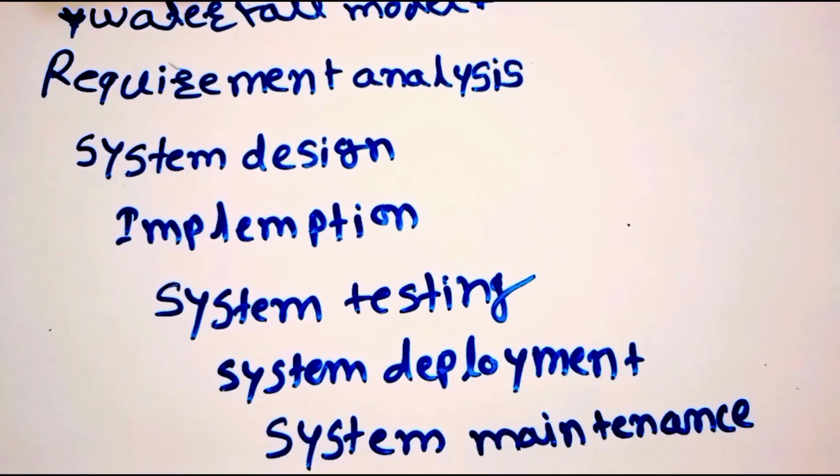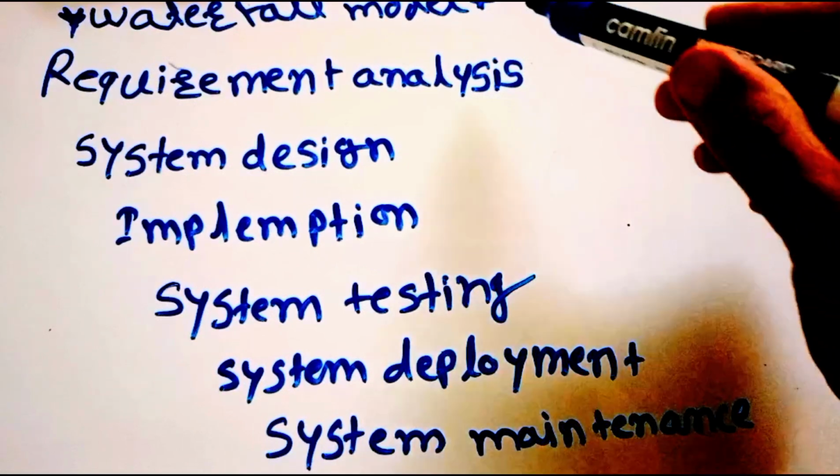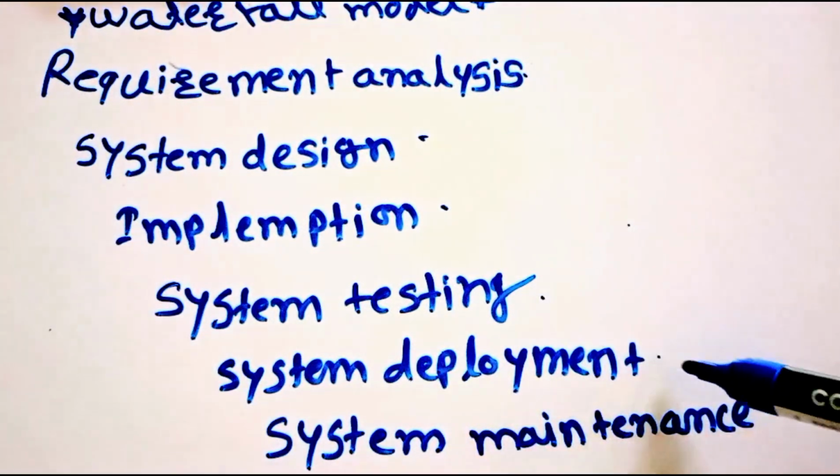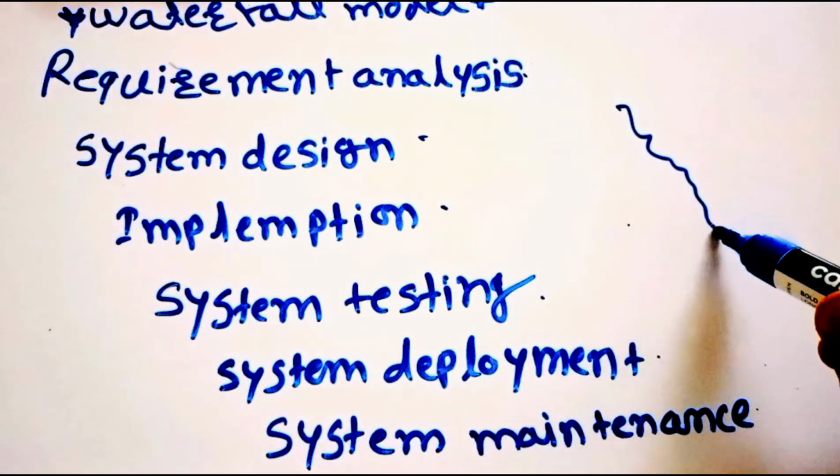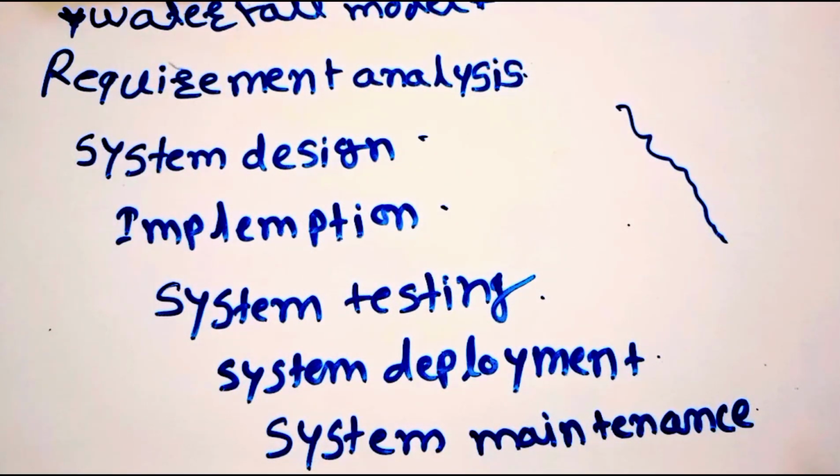Okay, the waterfall model is a linear and sequential approach to software development. It is called waterfall because the process flows in one direction, like a waterfall. The model is divided into distinct phases, each with specific deliverables and milestones.